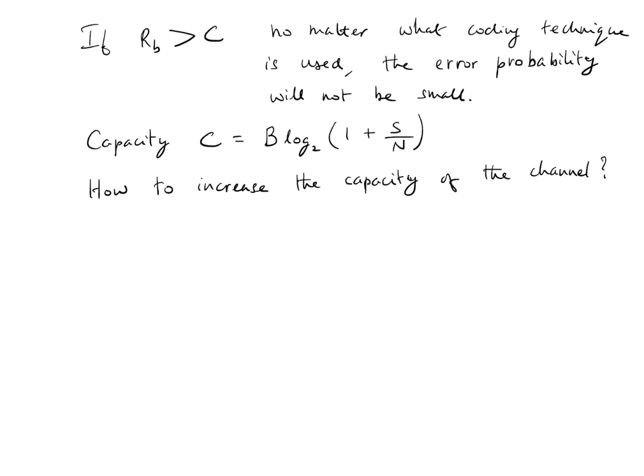Okay, so based on the above equation, one way is to increase the bandwidth of the channel or to increase the signal to noise ratio. So in both the cases, we will have the effect of increasing the capacity of the channel. So let's look at the first case where we try to increase the capacity by increasing the bandwidth and then observe what happens to the signal to noise ratio. Case one. So when we try to increase the capacity by increasing the bandwidth of the channel, what happens to the noise power?